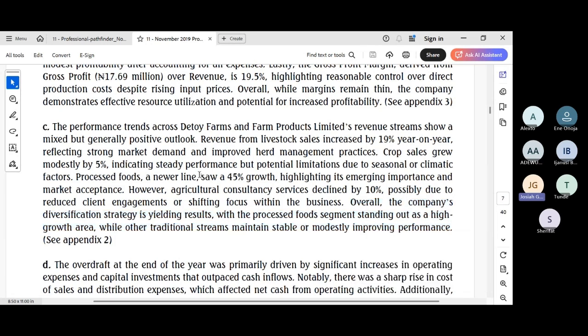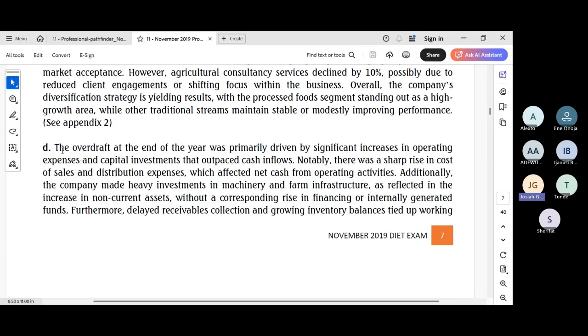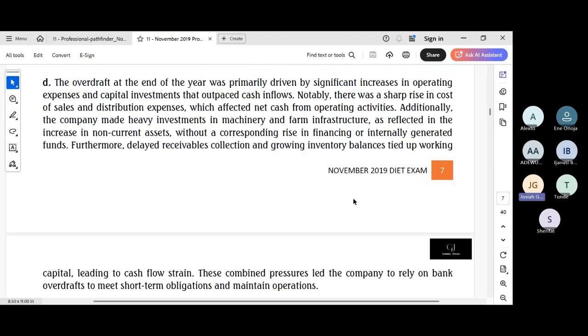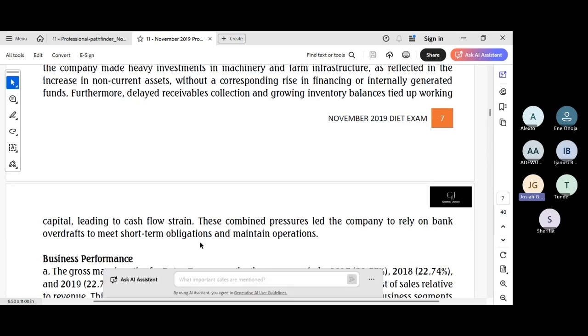So I make these boxes quite rich so that as you read, it will resonate with you and you'll be able to write, even though you will not write as much volume as this, but write in a way you earn the marks seamlessly. And the fourth point for our superior achievement, I spoke about the overdraft at the end of the year. And we're saying that these combined resources and everything that strained the cash flow of the business has led to the company relying on bank overdrafts to meet a short-term obligation.